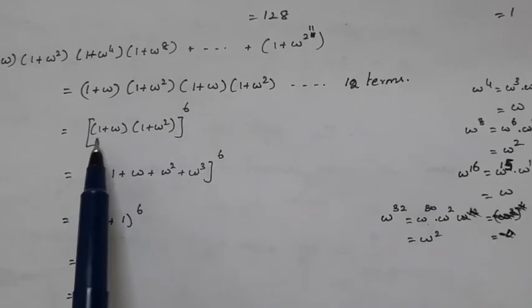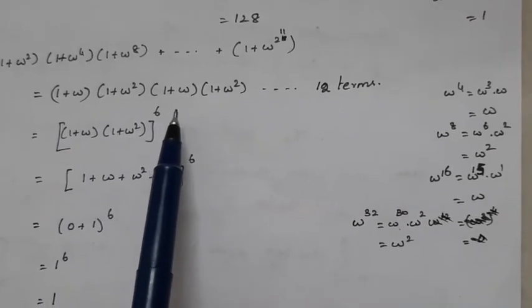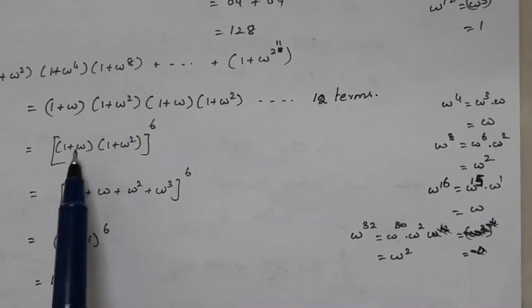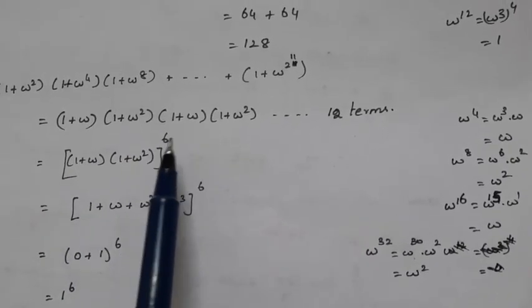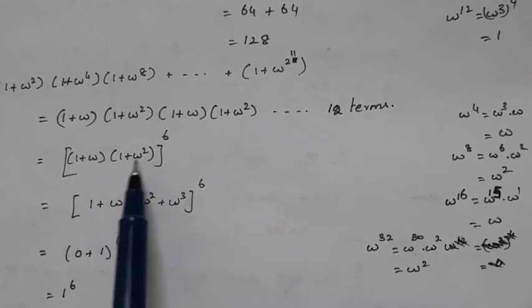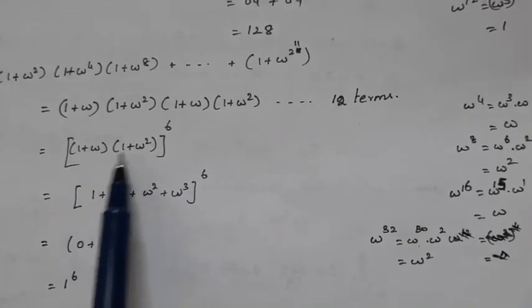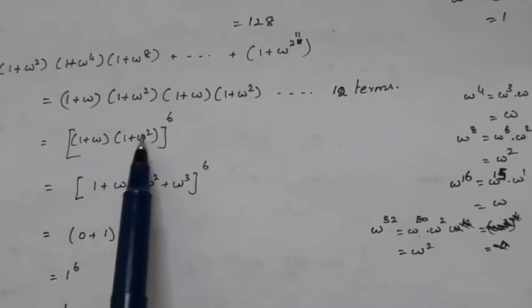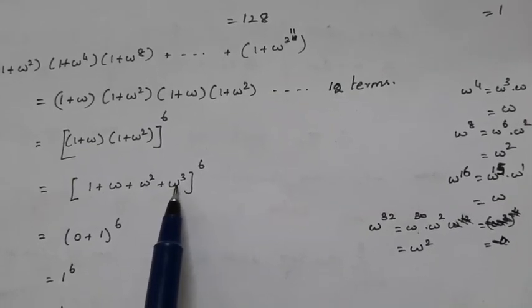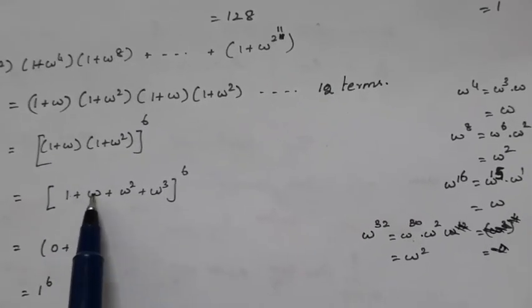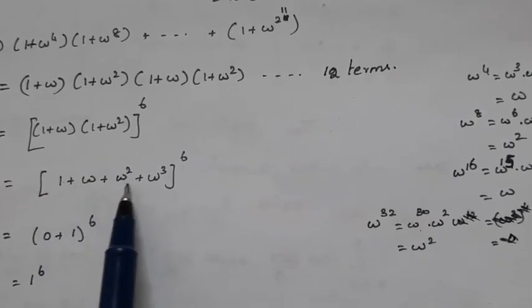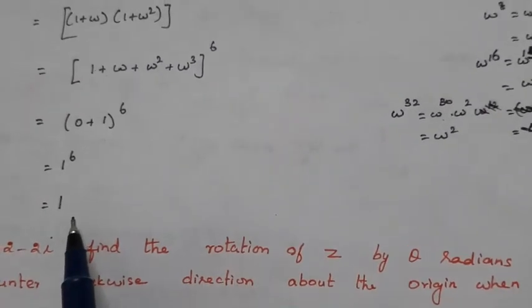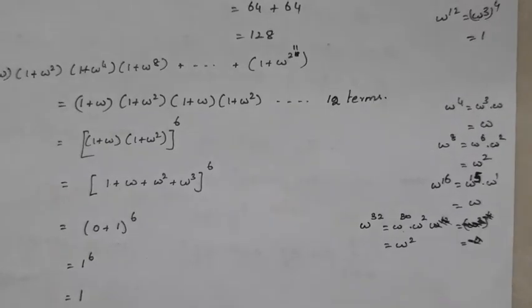The product can be written as 1 plus omega into 1 plus omega squared, the whole power 6. So 1 plus omega 6 times and 1 plus omega squared 6 times. Now let us simplify this, then after we will take the power 6. Let us multiply 1 into 1, 1 into omega squared, omega into 1, omega into omega squared, omega cube. Again omega cube is 1, so replace it by 1, and then 1 plus omega plus omega squared, the sum of the 3 terms, will be equal to 0. So 0 plus 1, that is 1 power 6, is equal to 1. So we have proved the result, the product is equal to 1.